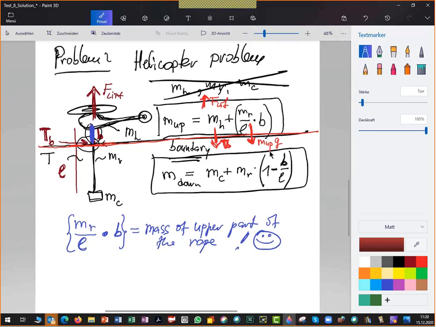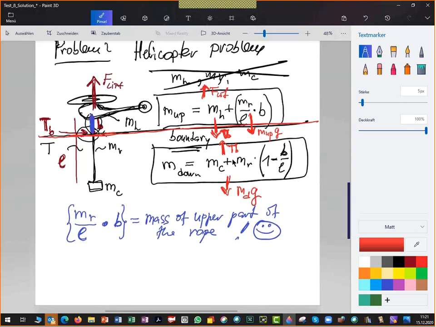Okay, what are the forces acting on the lower part of my system? I think that's quite easy. There are just two forces. It is gravity, M down G, and it is the TB again, but this time TB is acting upwards because it is pulling my lower fragment upwards. And that's it.